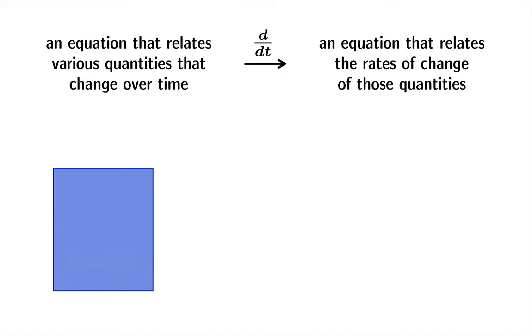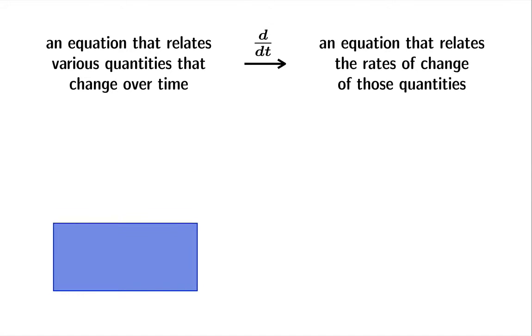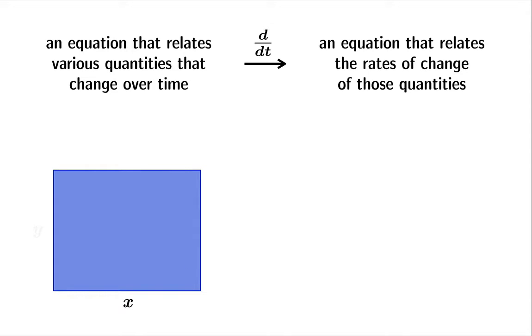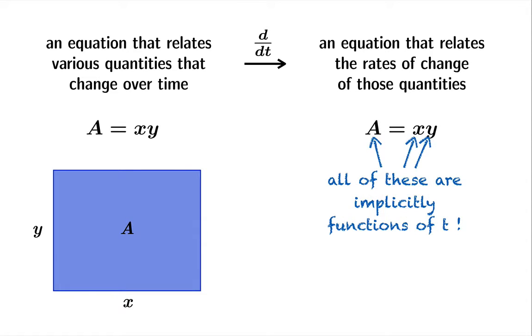Suppose we have a rectangle and the sides of the rectangle change over time. If we call the sides x and y and the area A, there's a relationship between these quantities, a pretty obvious one. A is equal to xy. Given that relationship, what would be a relationship between the rates of change of these quantities? First of all, notice that all of these are implicitly functions of t. We may not have an explicit formula for them, but they're all changing in time, so we should treat all of these quantities as functions of t.